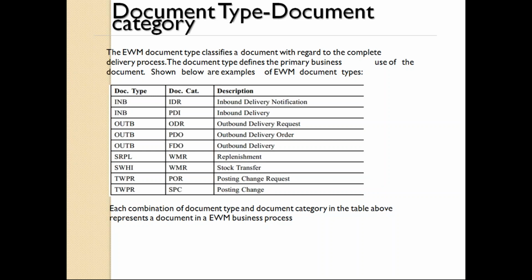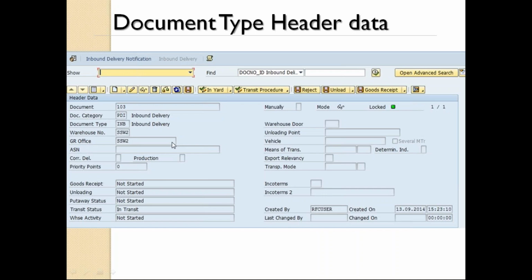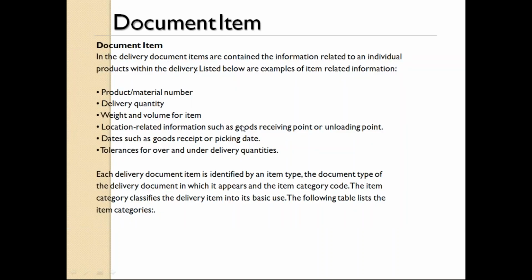What we'll see is where to create this document type and how we integrate this document type to the ECC delivery type. So these are the two main fields in your deliveries. We are also going to see similar fields at the item level. So we just saw a typical header data.